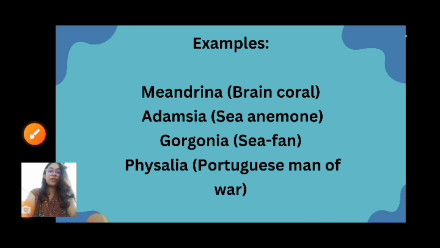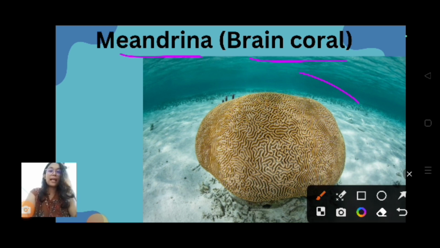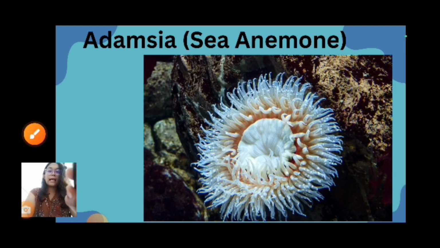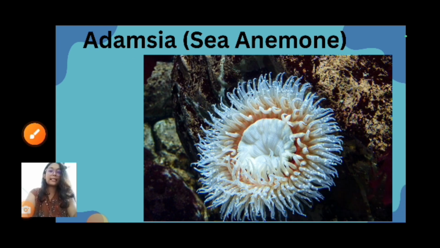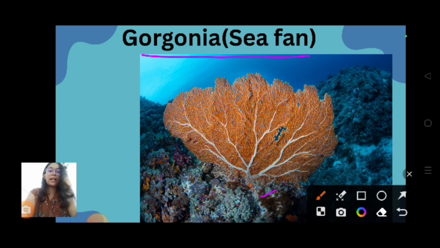Okay, let's see some pictures of it. Meandrina is also known as brain coral. It looks like a brain, that's why it is called brain coral. It is Meandrina, which is a coelenterate. Then moving on to the next slide. Adamsia is known as sea anemone. This is the structure of Adamsia. It is known as sea anemone. Then moving on to the next slide. Gorgonia is known as sea fan. The structure is somewhat like a fan, you can see. So it is known as Gorgonia, the sea fan.